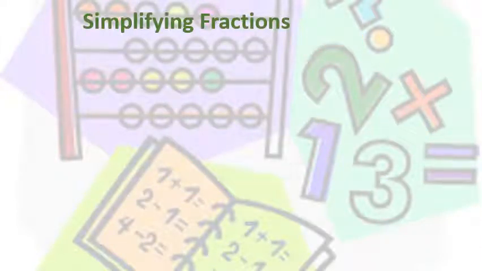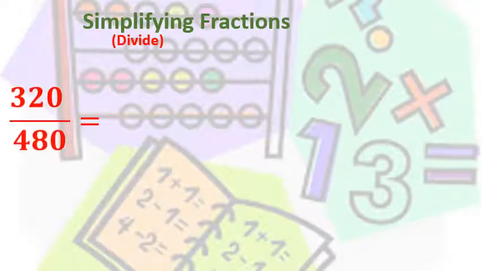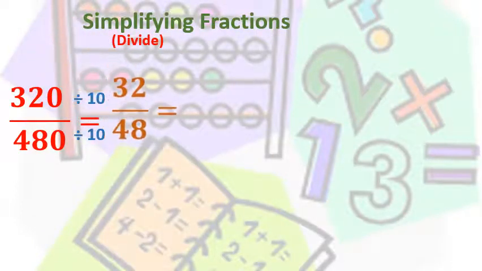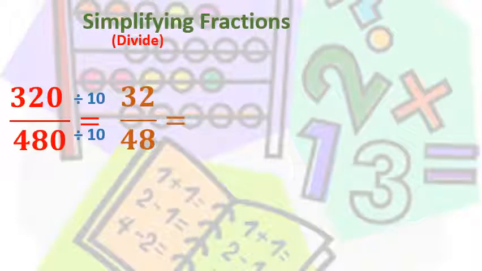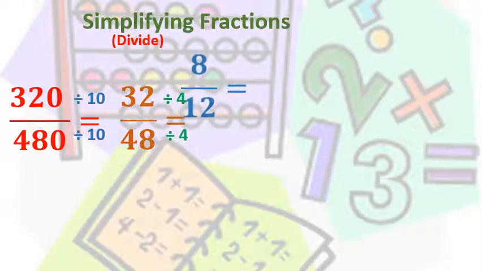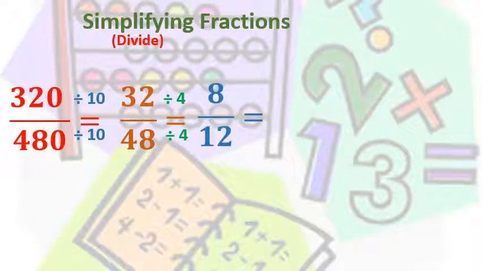Now, simplifying fractions, whenever you see simplify, remember to divide. So, 320 over 480. I can divide it by what? I can simplify it by 10. Divide by 10 the numerator and denominator. So the answer is 32 over 48. Can I simplify more? Can I divide more? Yes, I can divide by 4. So divide by 4 the numerator, divide by 4 the denominator. I'm ending up with 8 over 12.